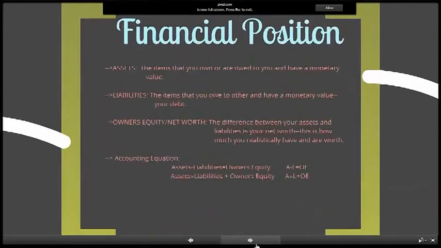Here are the terms that I just covered again. Assets are the items that you own or are owed to you and have a monetary value, such as your house, jewelry, property. Liabilities are items that you owe to others and have a monetary value, such as a bank loan, a student loan. And owner's equity, or your net worth, also known as capital, is the difference between your assets and your liabilities. It is how much money you realistically have and how much you are actually worth.